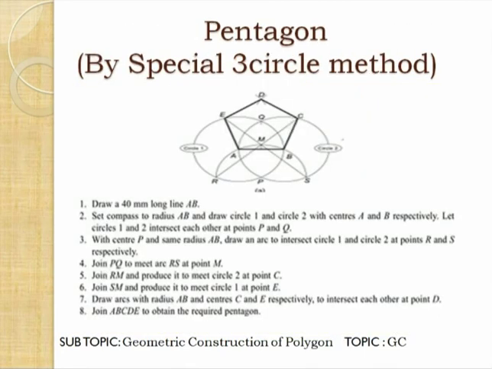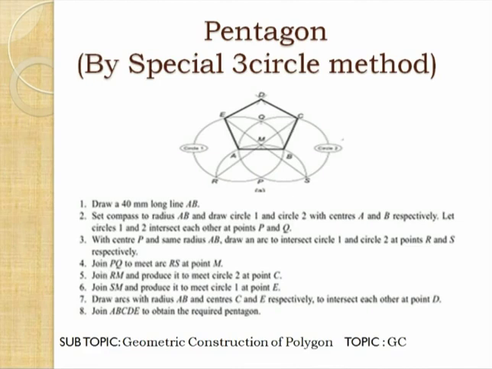Now again we will draw the pentagon with the help of a special method. With this method we can draw only a pentagon, and this method is called the three circle method. Here we are knowing the length of side AB. So first of all you draw line AB, then taking A as center you draw the circle passing through point B. Then again taking center B and the same radius equal to AB, draw another circle passing through point A. These two circles will intersect at points P and Q.